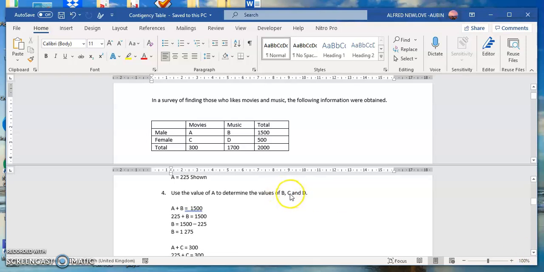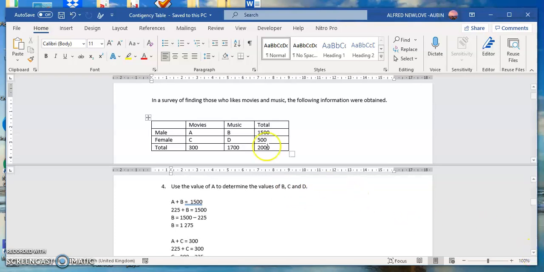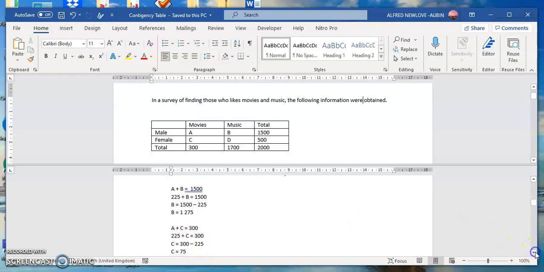Then the next question is to find C. How are we going to find C? We know that A plus C is going to give us 300. And we know A to be 225, plus C should be equal to 300. So if you transpose 225, you are going to get 75.